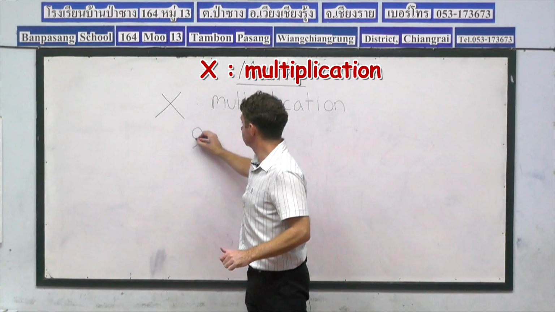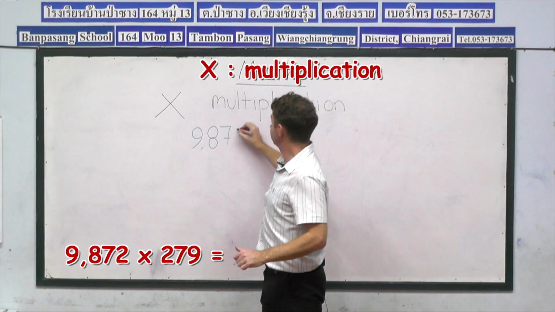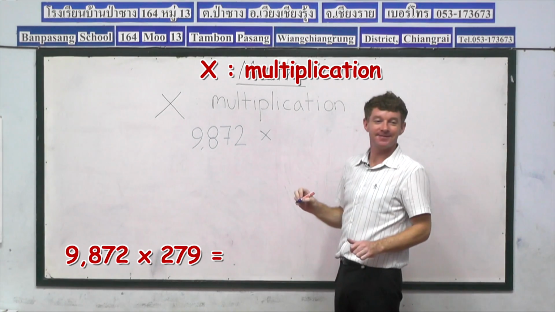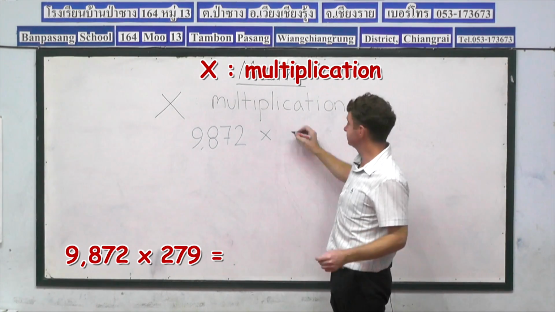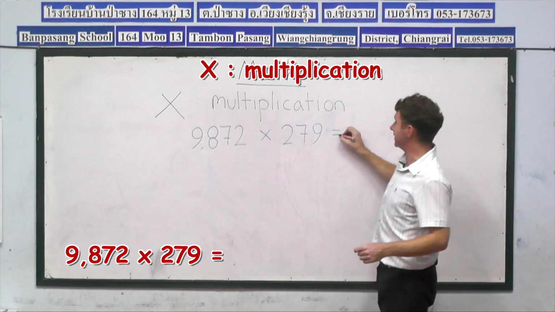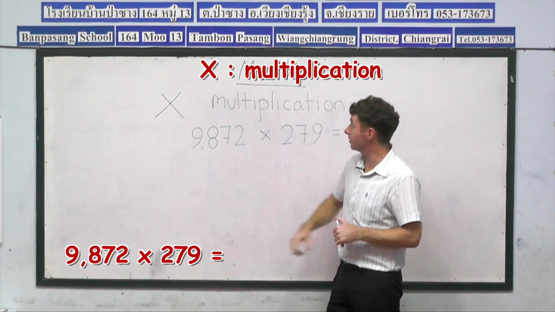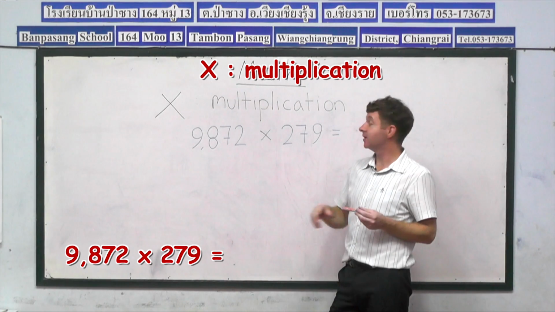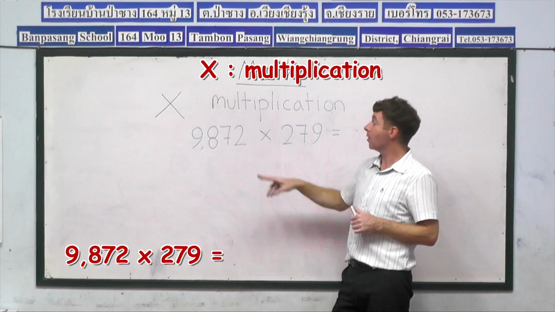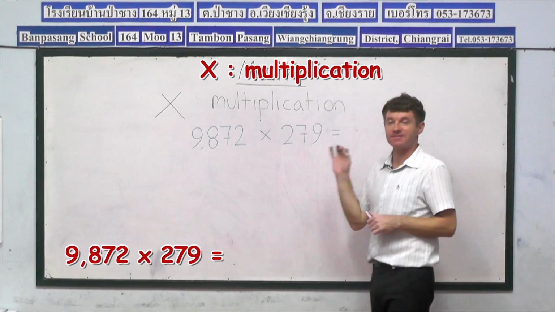9. 8. 7. 2. Multiplied by 3 digits. 2. 7. 9. Equals. Okay, so now we have our multiplication problem. 9,872 multiplied by 279.